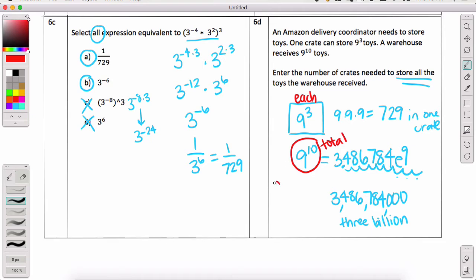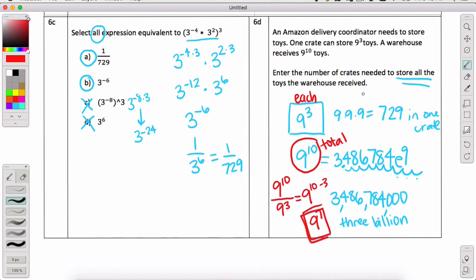So it's telling me that I'm taking a total number of toys and I am sharing them between crates that hold only this much. Or I'm dividing that number of toys up into this size of groups. So that tells me there's a division problem happening. So again, I'm trying to share this many toys amongst crates that hold this much, or distribute out this many toys into sizes of that much. So what do we do when we're dividing with exponents? It's 9 to the 10th over 9 to the 3rd. We would get 9 to the 10 minus 3, which is 9 to the 7th.